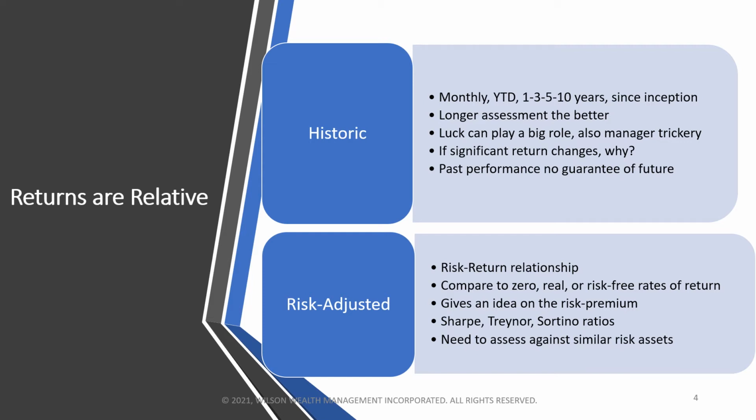And then again, the last thing is past performance, no guarantee of future. It may give you some hints, but it's not necessarily a given. And that's why pretty much every mutual fund prospectus that you will ever read has some form of that statement within it. Past performance is no guarantee of future results. May provide clues, but not guarantees.